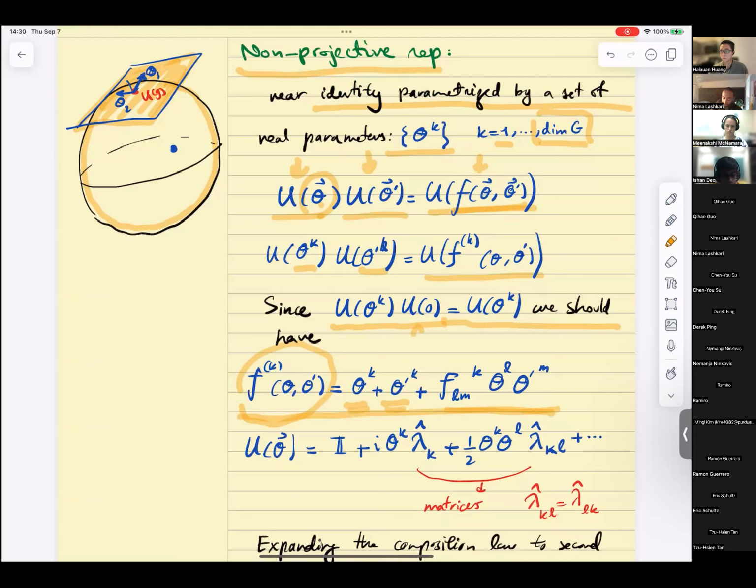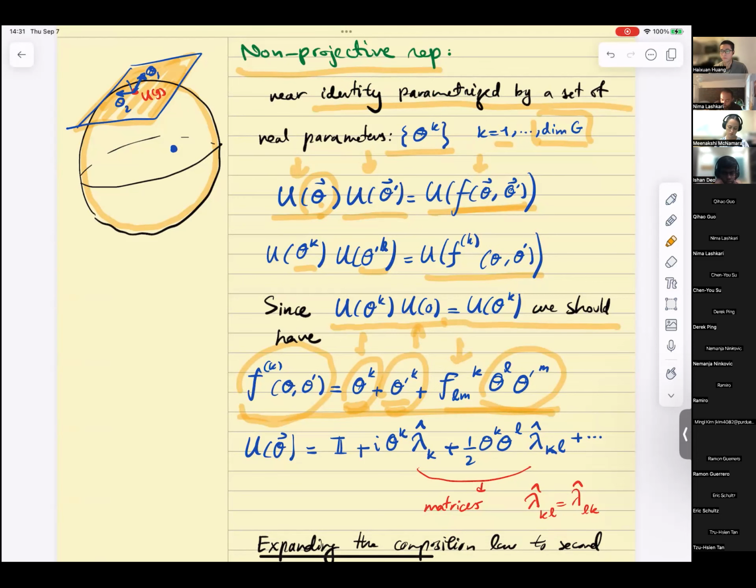Is this logic clear? This says that whatever my expression is, if I set theta prime to 0, I should get theta k. Hence this term. But I can switch the roles of theta and theta prime, and then it tells me I get this term. That fixes the linear term for you. For the second order term, you write down the most generic thing possible. Again, repeated indices are summed.